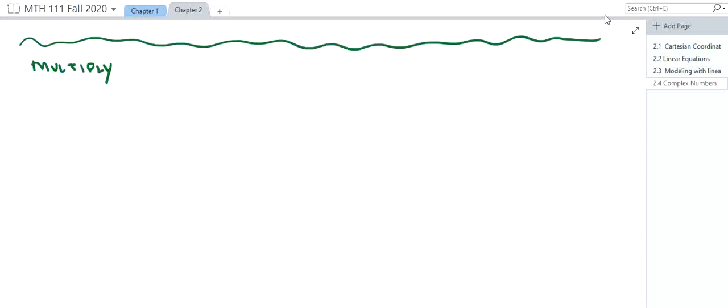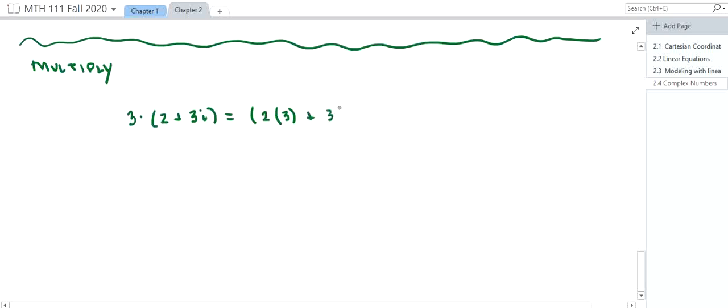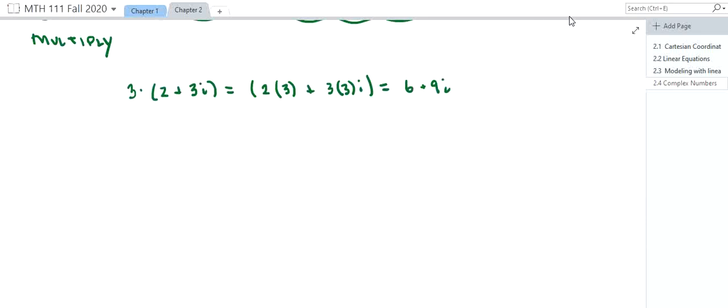Okay, next operation, let's look at multiplying. Suppose we have 3 times 2 plus 3i. You would deal with this multiplication the same way as if you had 2 plus 3x. You distribute this 3 into the parentheses. So you would have 3 times 2 plus 3 times 3i equals 6 plus 9i. So that's a real times a complex number.